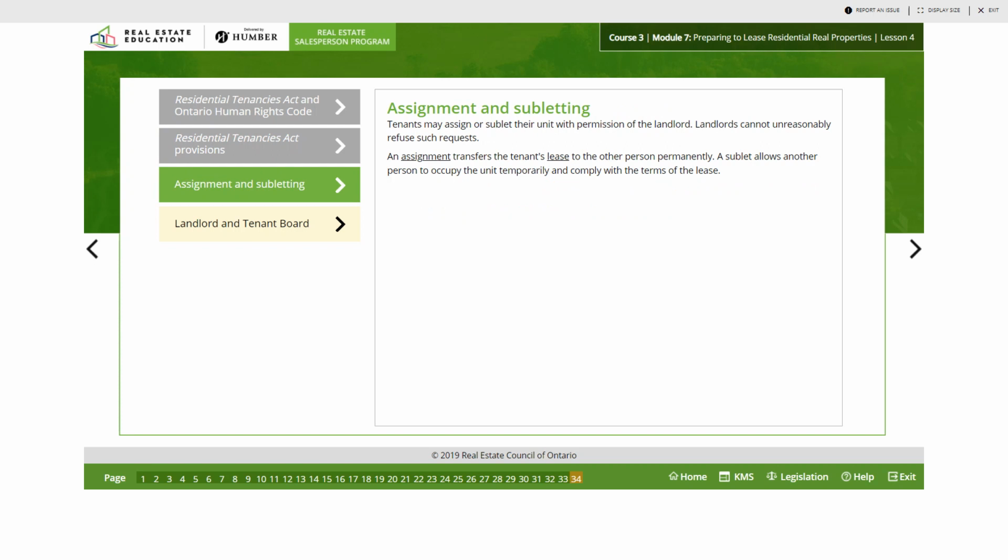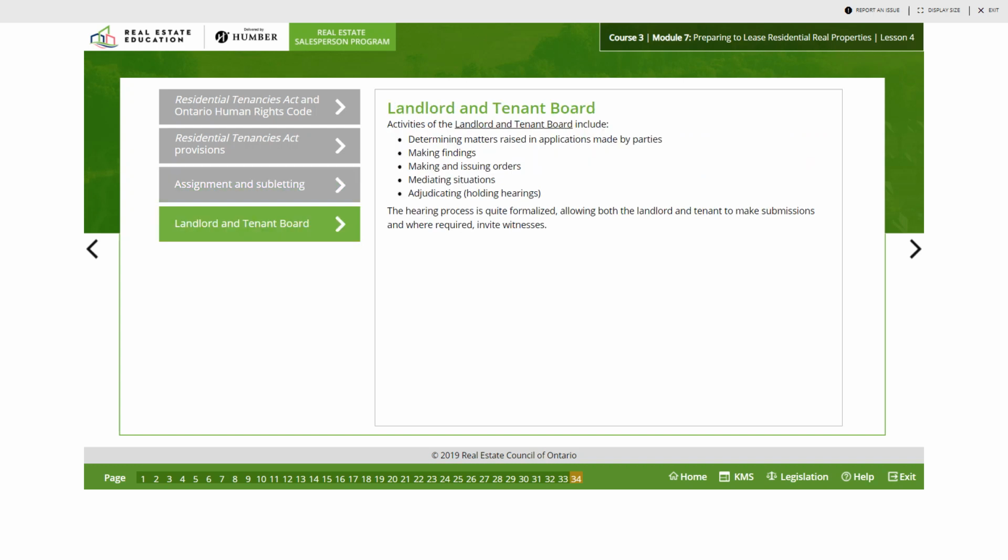Assignment and subletting. Tenants may assign or sublet their unit with permission of the landlord. The landlord cannot unreasonably refuse such requests. An assignment transfers the tenant's lease to another person permanently. A sublet allows another person to occupy the unit temporarily and comply with the terms of the lease.